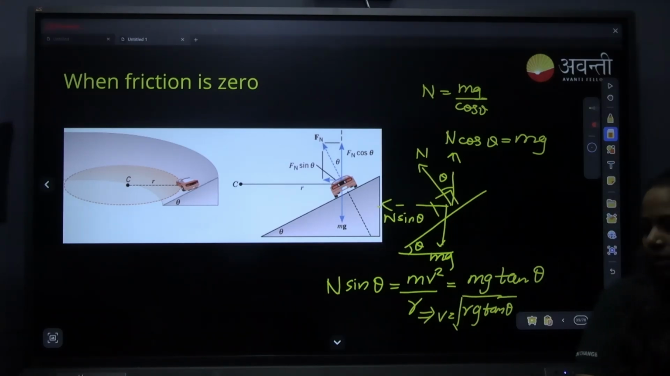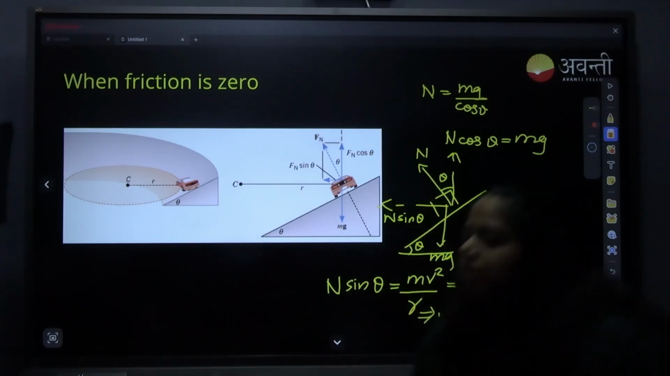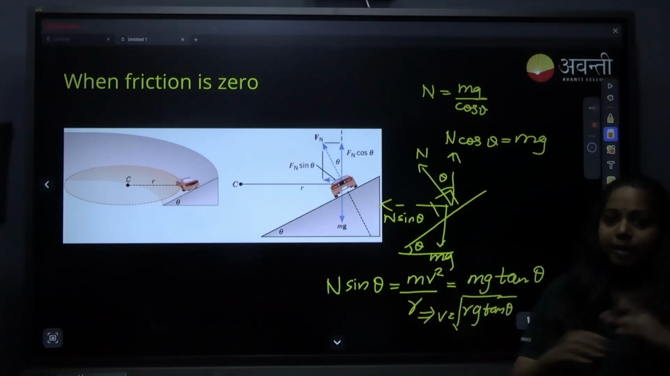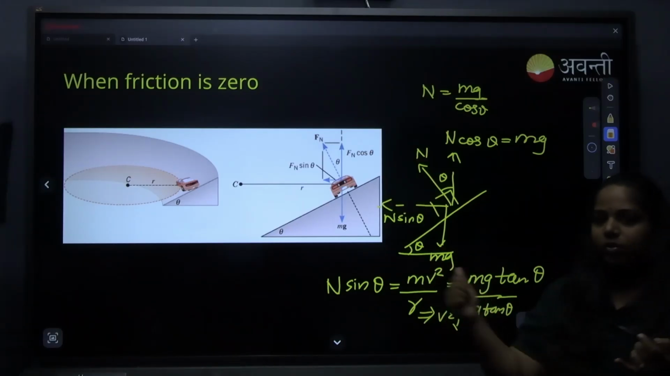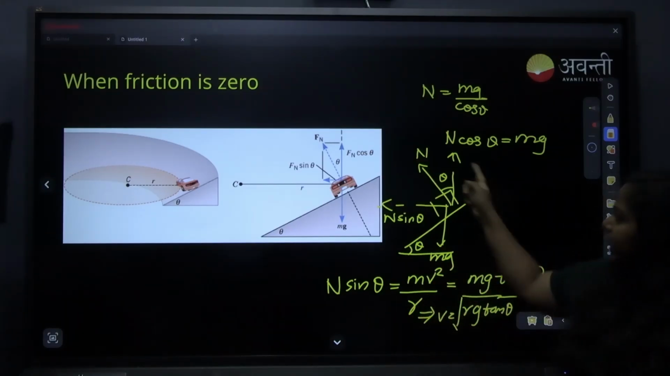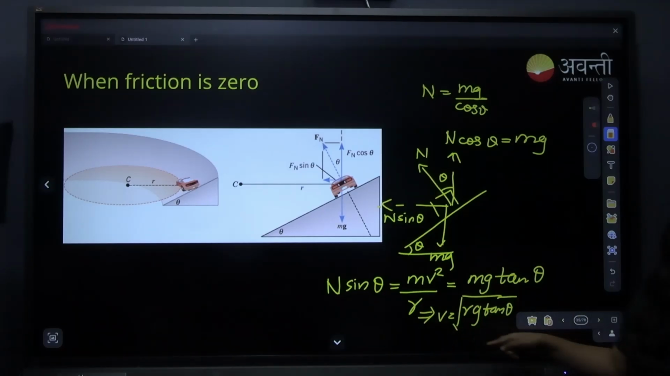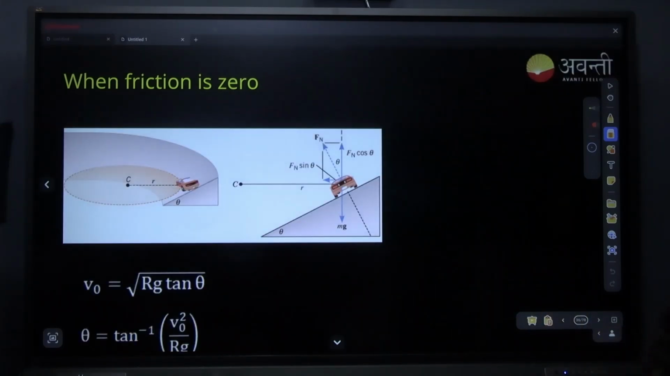Ma'am, can you please explain the turning of the vehicle again? Due to a network issue I didn't listen. When the vehicle is turning on a banked road, three cases are there: friction acting inwards, friction acting outwards, and friction 0. When friction is 0, you get the optimum velocity without friction also when there is banking, that is root of rg tan theta.